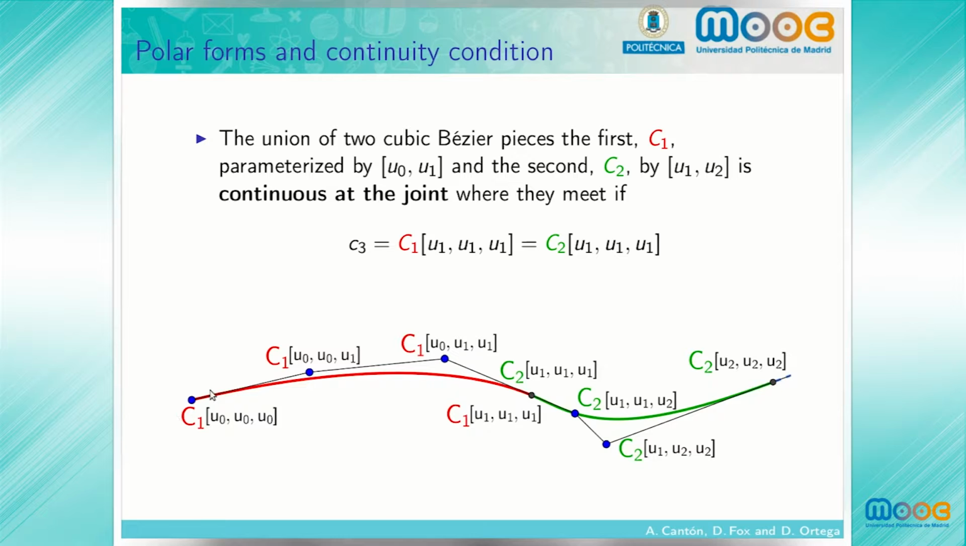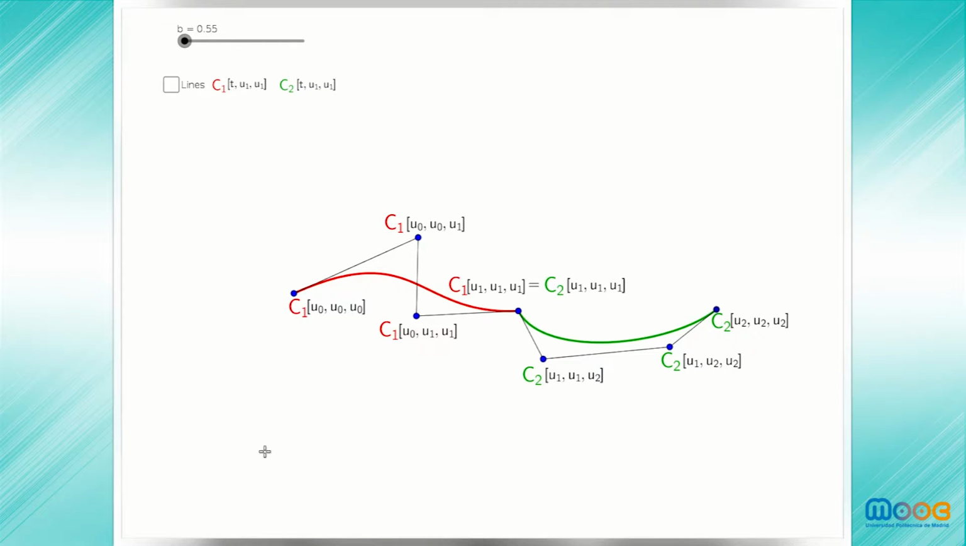Here we can see the control polygon in terms of the polar form of the first curve and the control polygon in terms of the polar form of the second curve. We see that the union is continuous if this point is equal to this point, which are the two polar forms evaluated at u1 3 times. So we've been able to give the continuity condition in terms of the polar form, being that the two polar forms of the two curves are equal evaluated at the time of the joint.